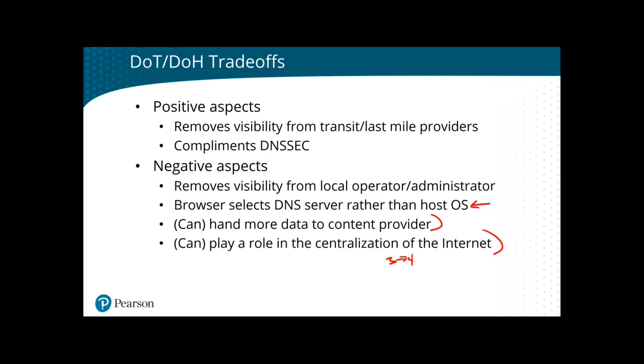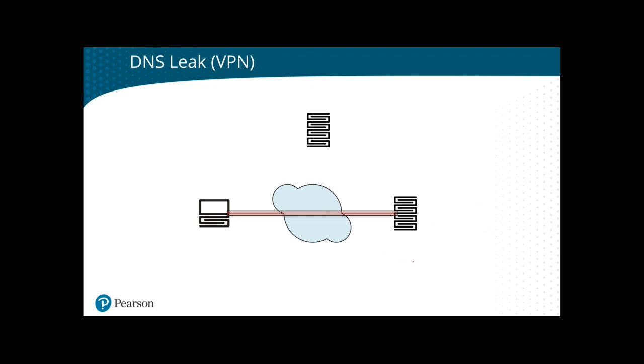centralization of the internet. Now, another thing I want to talk about real fast is this idea of leakage of DNS information. I'm showing it here through a VPN. There's another place that DNS information leaks as well that I'll talk about real fast on this slide. So if you're using a VPN, part of the reason you're probably using a VPN is, for instance, to fake out the country you're in.